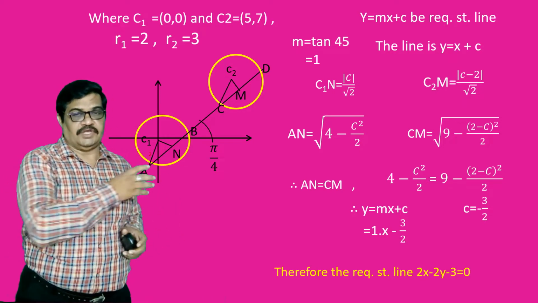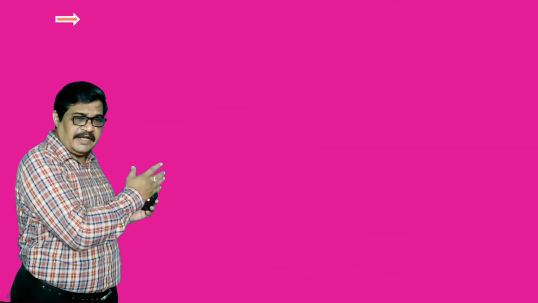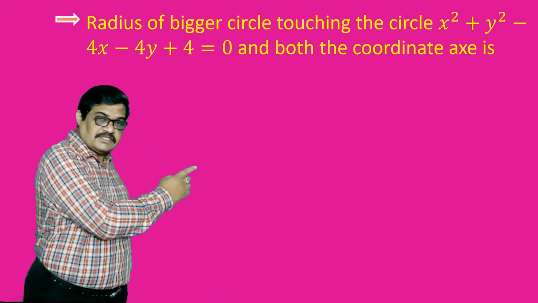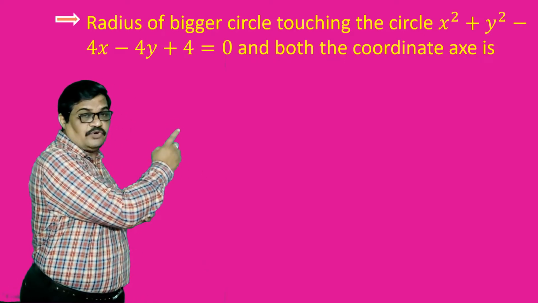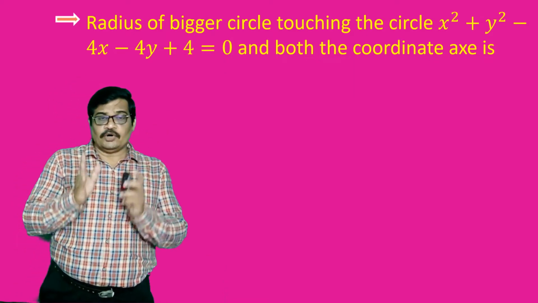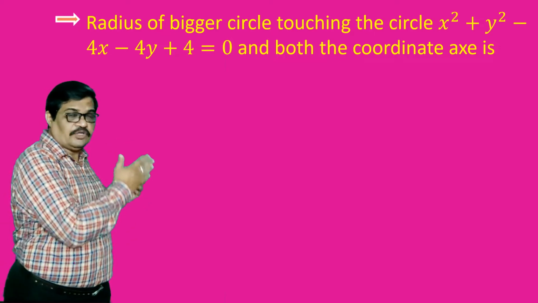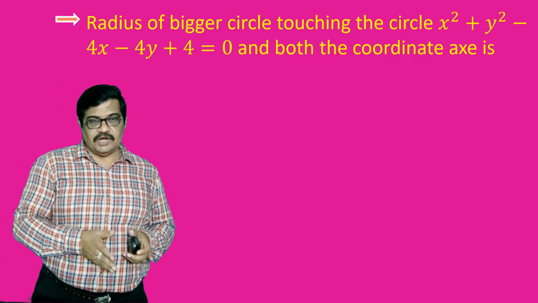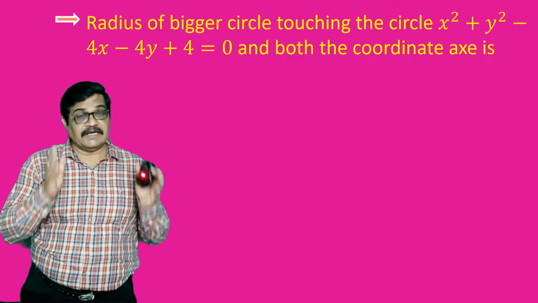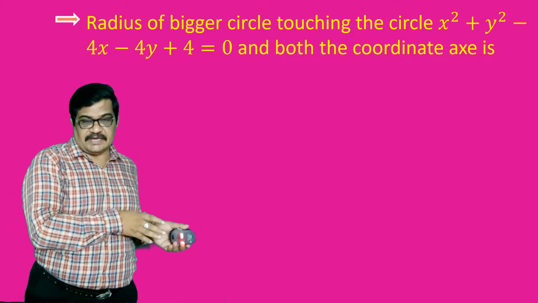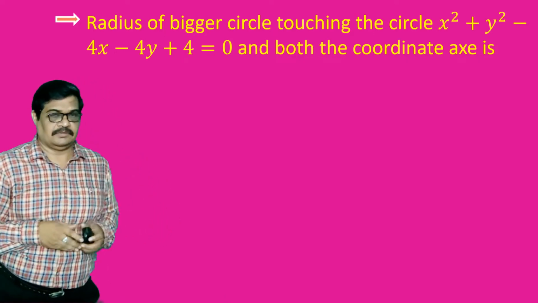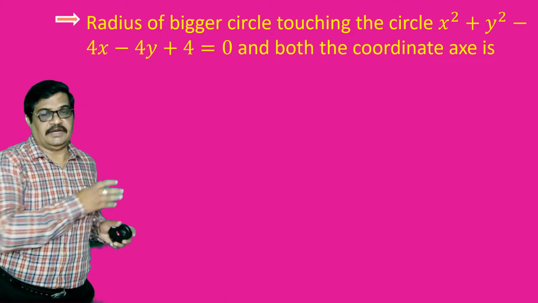Next, see another problem. Find the radius of the bigger circle touching the circle x² + y² − 4x − 4y + 4 = 0 and both the coordinate axes. We have to find the radius of the bigger circle. That circle touches the given circle and both the coordinate axes. That is our problem. See the diagram.